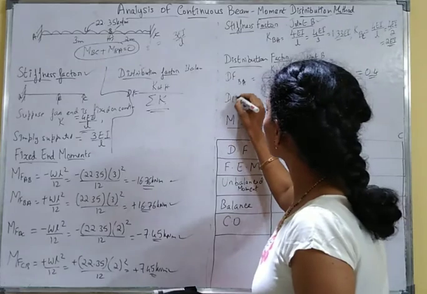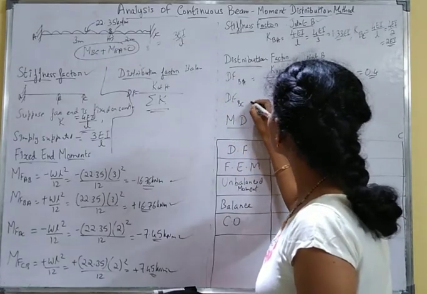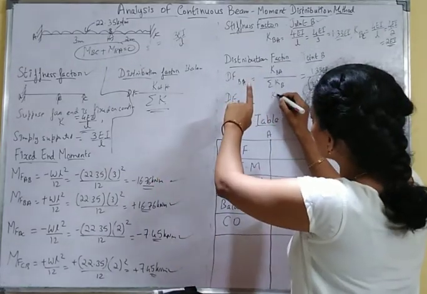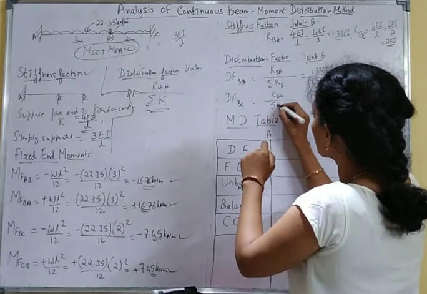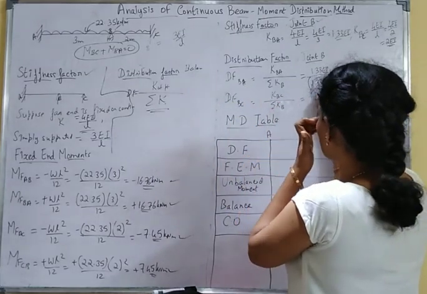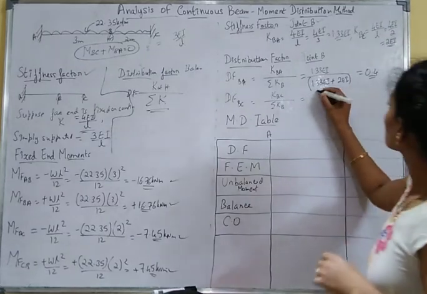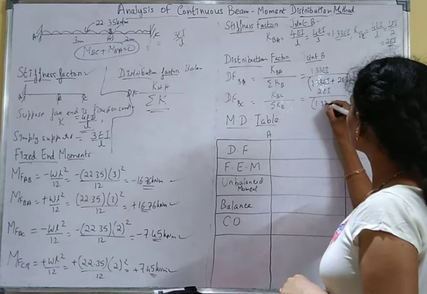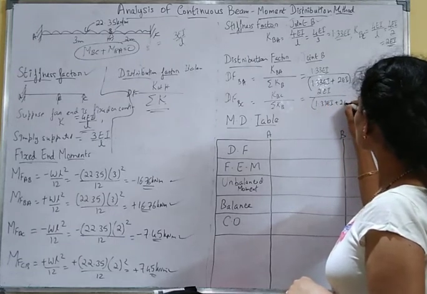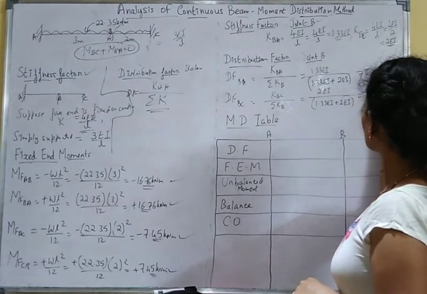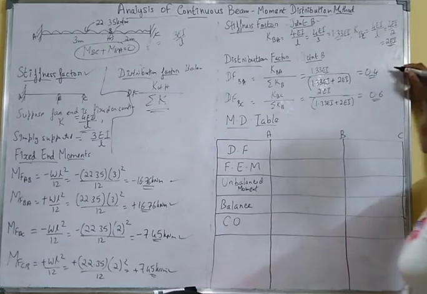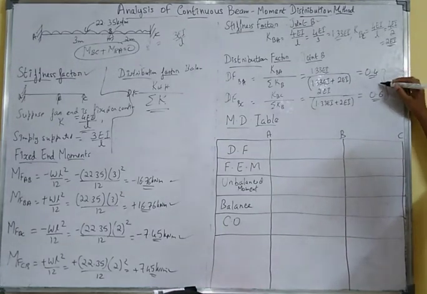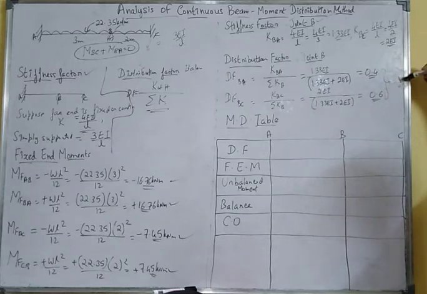Similarly, find out the distribution factor for BC. So BC is the stiffness factor of BC divided by the summation of stiffness factors at B. So that is 2EI divided by 1.33EI plus 2EI. You will have 0.6. Therefore, the total of these should be equal to 1. When you add it, you should get 1.